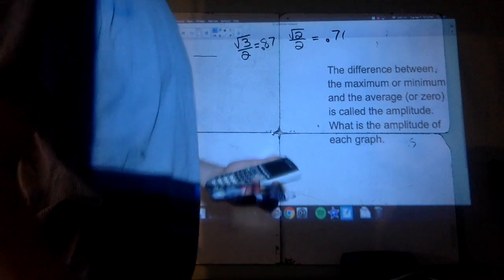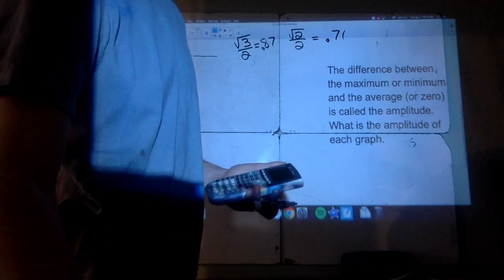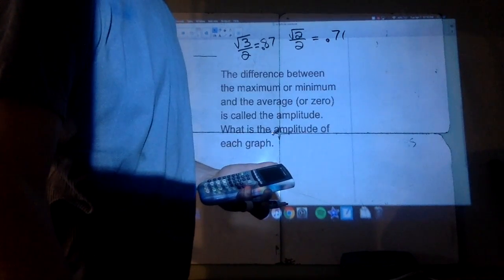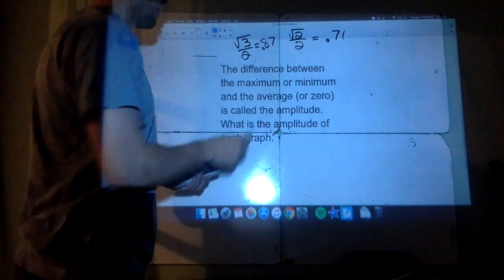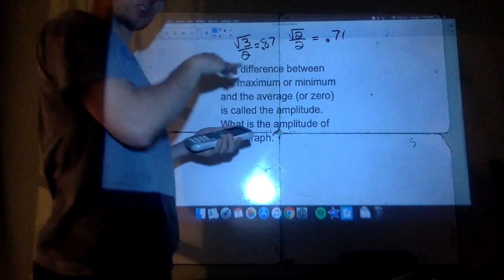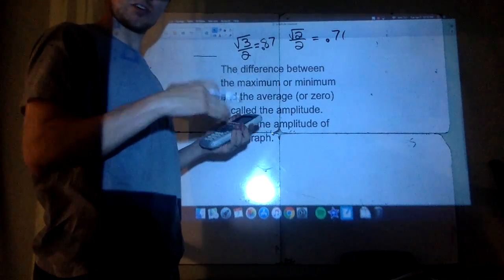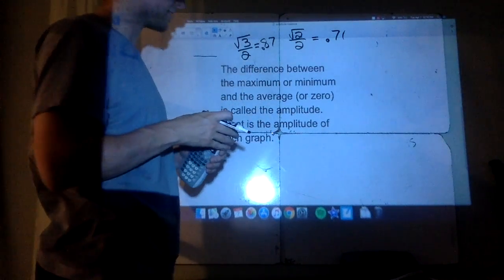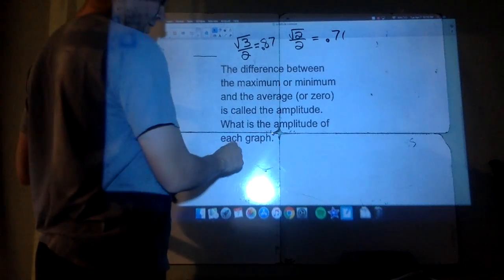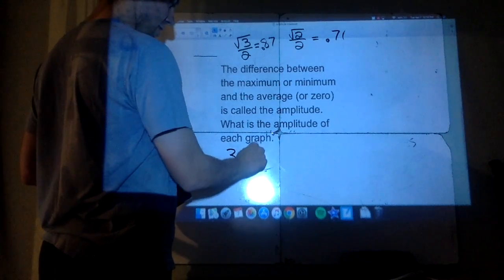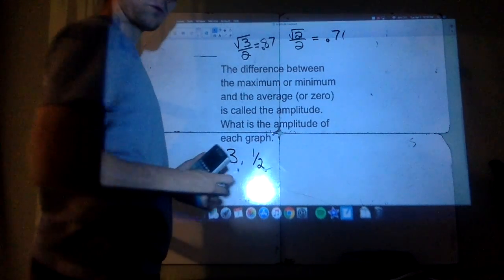So let's look. So here is an important note to take. So what it says is the difference between the maximum or the minimum and the average. So we call that average. In this case it was 0, but that 0 can move like we learned last lesson. It's called the amplitude. So what's the amplitude of each graph? Well, the first one was 3, and the second one was 1/2.